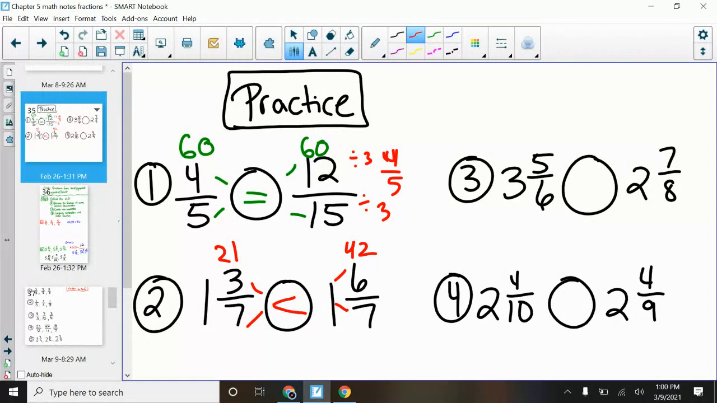Now, this one was mixed numbers, right, people? But mixed numbers don't change anything. As long as the whole numbers match, then we just move over to the fractions and we cross multiply, okay? Nothing different. We just stick with the same system. All right, moving on to number 3.